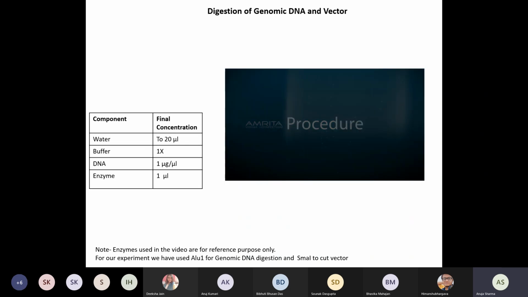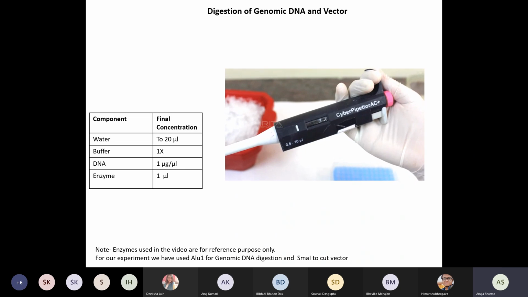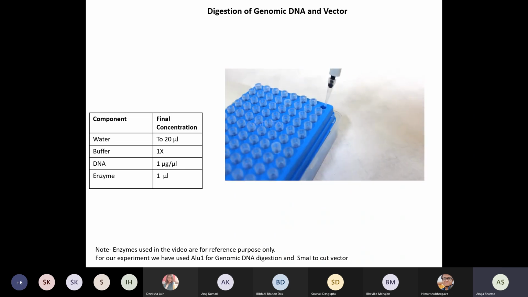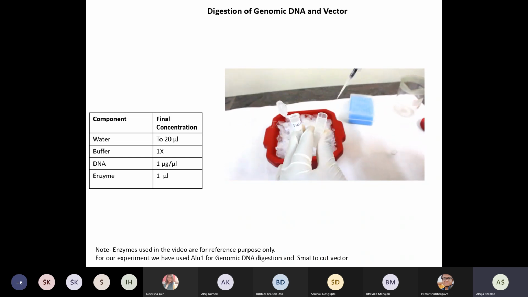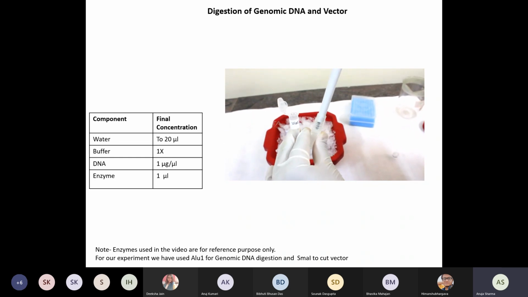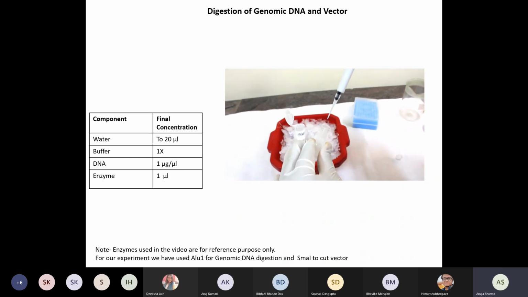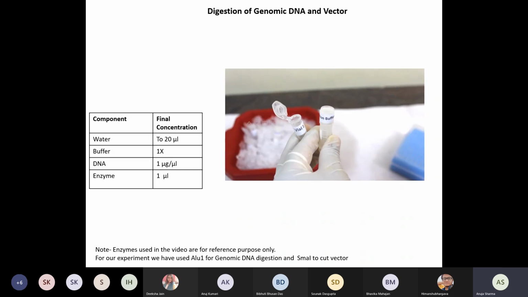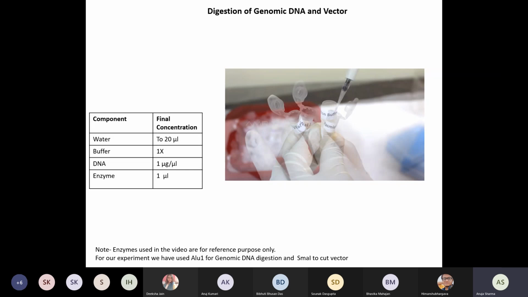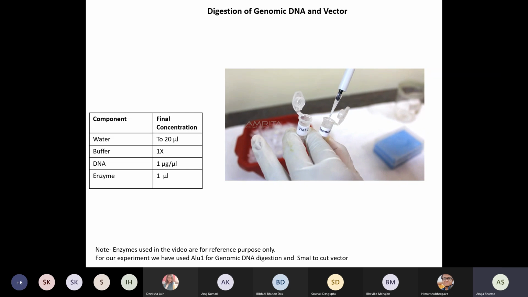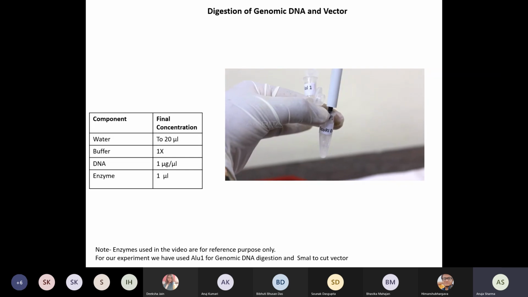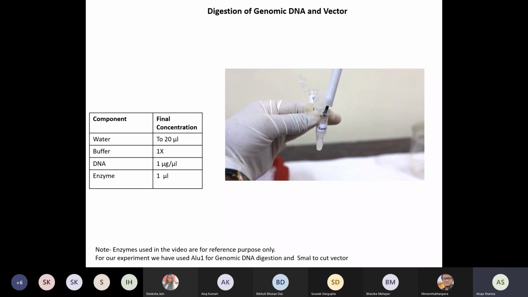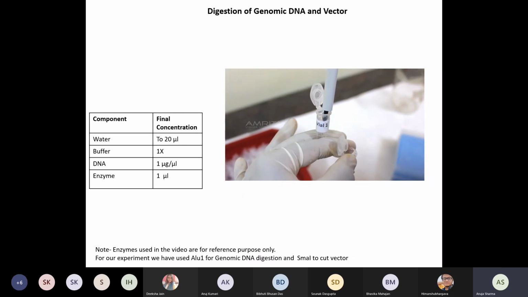Procedure: take a 10 microliter micropipette and adjust it to 5 microliters. Insert a fresh micropipette tip into it and transfer 5 microliters of deionized water to an empty vial labeled vial 1. Similarly, add 1 microliter of 10x reaction buffer, 3 microliters of plasmid DNA, 0.5 microliter of EcoRI enzyme, and 0.5 microliter of BamHI enzyme to the same vial.